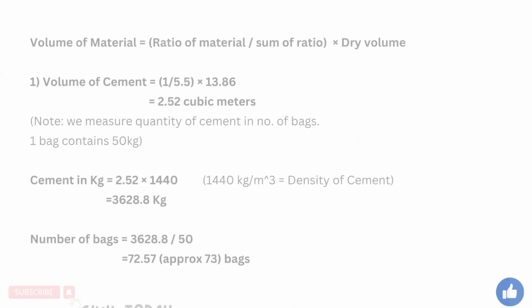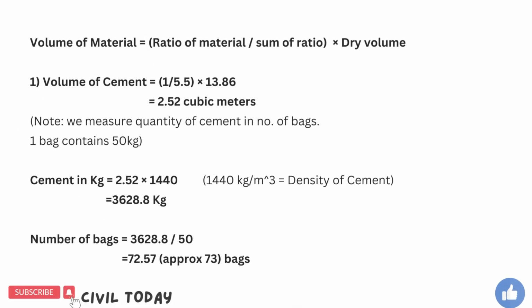Now after that, we will calculate the volume of material. For example, for cement, the volume of material will be the ratio of the cement divided by the sum of ratio, which we already calculated earlier, multiplied by the dry volume. I think this will be clear up to this point.